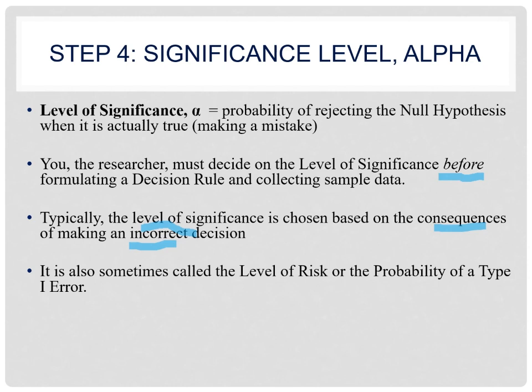So sometimes you might also call the level of significance level of risk or probability of a type 1 error. Okay? The reason it's a type 1 error is because there's two types of error, type 1 and type 2. Type 1 is alpha, type 2 is beta. We don't really do anything with beta.